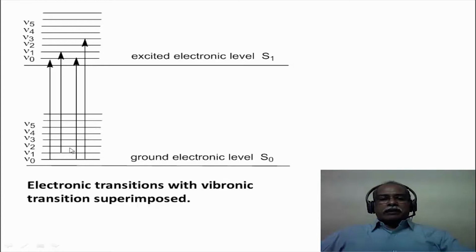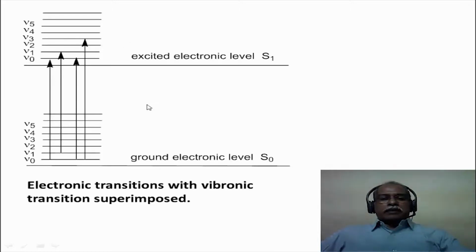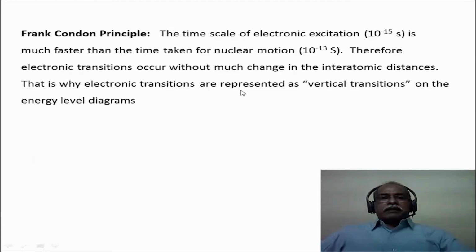the electronic transition from the ground state electronic levels to the excited state electronic level, with the accompaniment of the superimposition of the various vibrational levels that are present in each of the electronic levels in a molecule. Now, please remember, the excitation is a vertical excitation. What is meant by vertical excitation? This is expressed by the Franck-Condon principle.